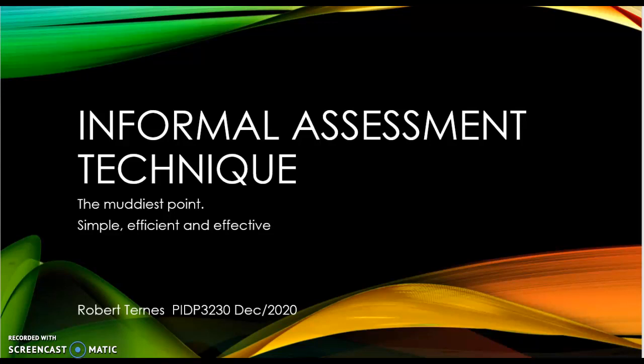I've chosen the muddiest point as my classroom assessment technique. I like it because it's simple, efficient, and very effective. I can see myself using this technique one day in class.